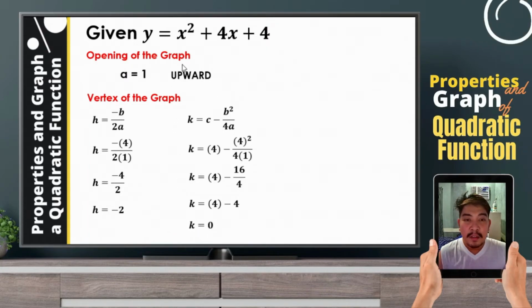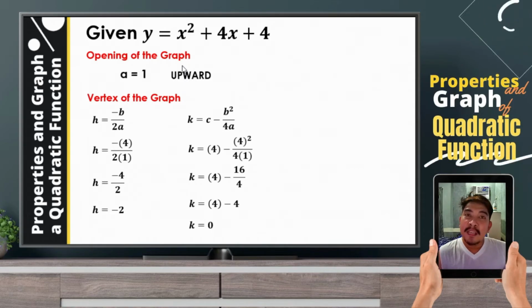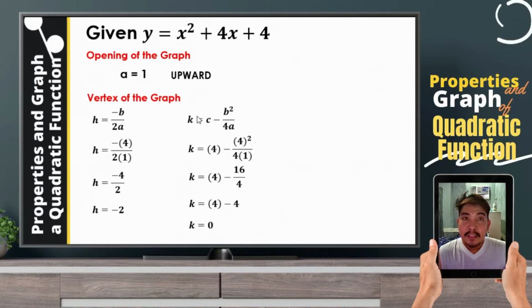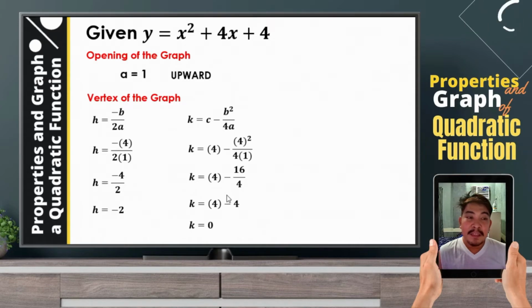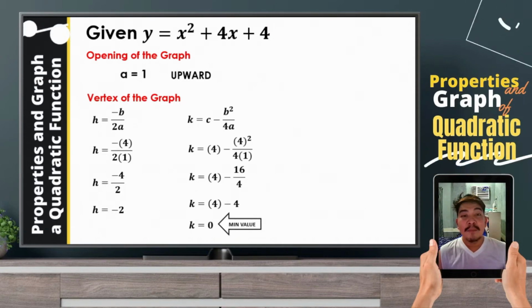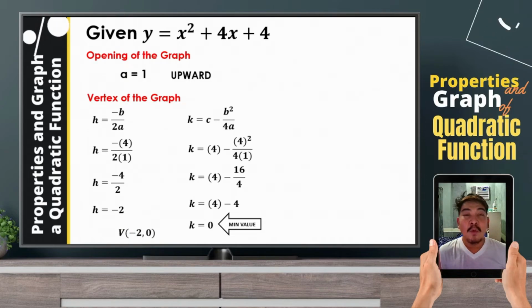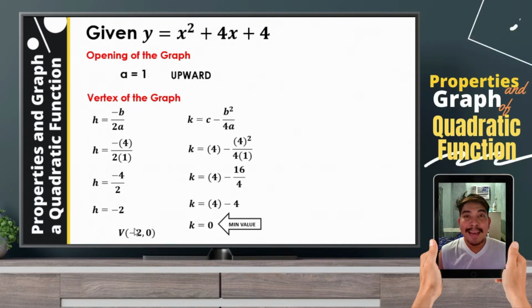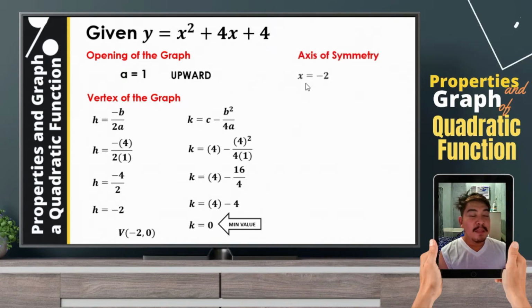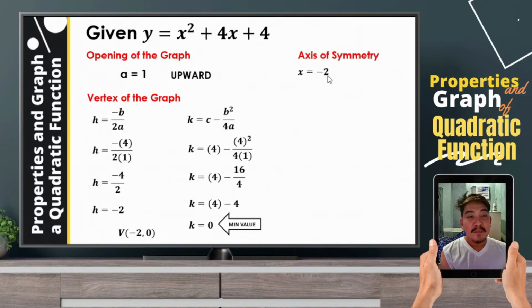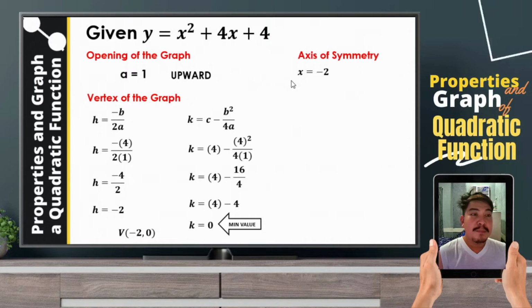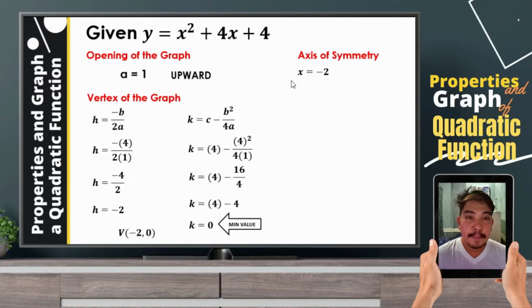Since it opens upward, the vertex will be at its minimum point. So the minimum value can be determined by the value of k. So therefore, the minimum value will be 0. So combining them in one ordered pair, the vertex will be at negative 2, 0. Okay? So the axis of symmetry will be at x is equal to negative 2. So just x is equal to h, since the value of h is negative 2. Therefore, the equation will be x is equal to negative 2.